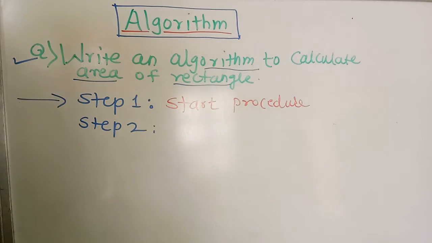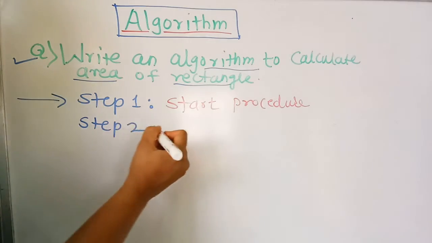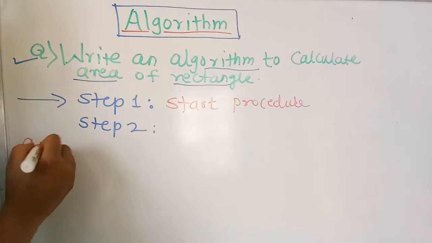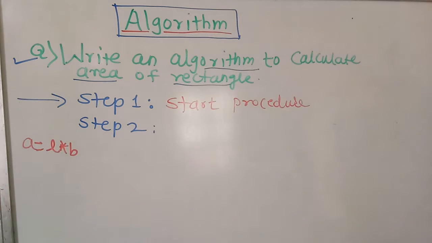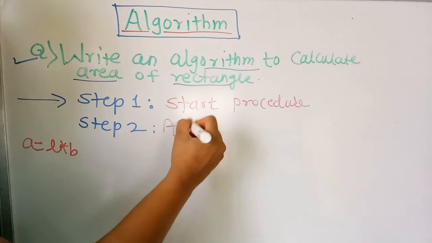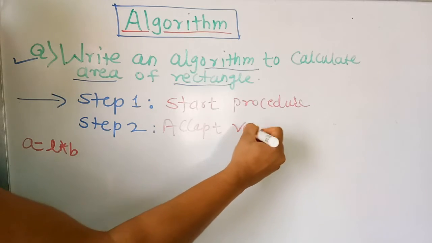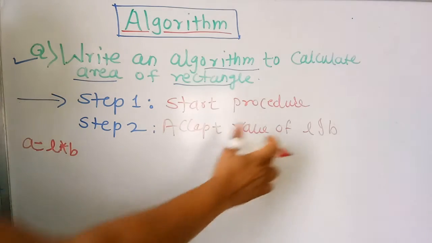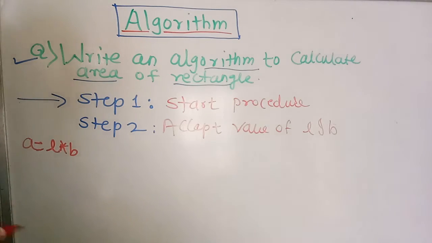So, what is the area of a rectangle? Area of a rectangle is nothing but length and breadth. So, area equals L into B. This formula we all know. So, simply convert it into a programming or problem statement. How to? First of all, we have to accept these values, means accept the values of L and B. Means the user will give these values.